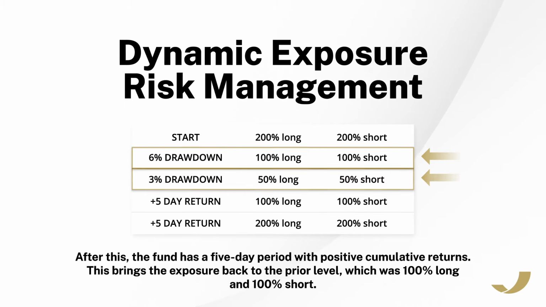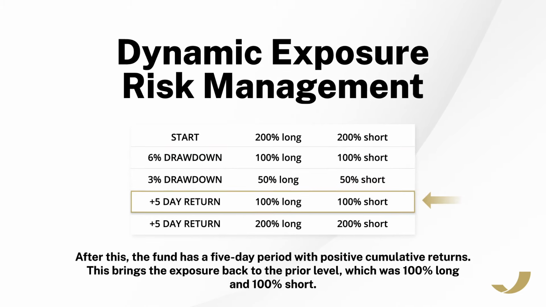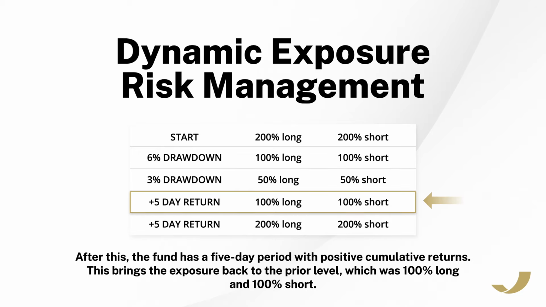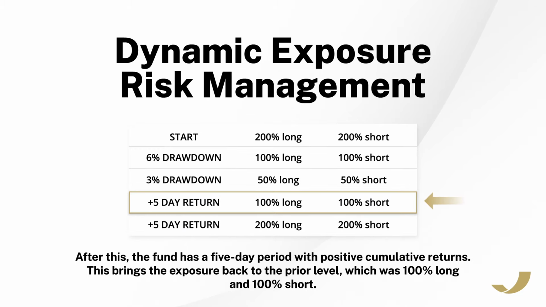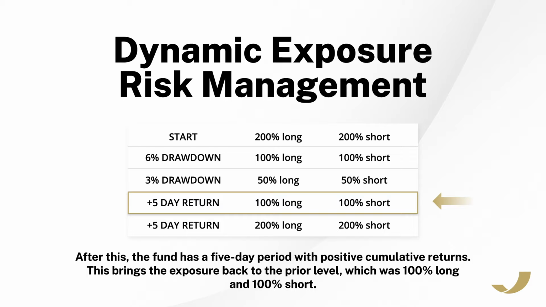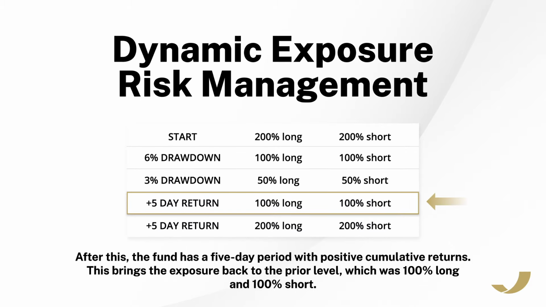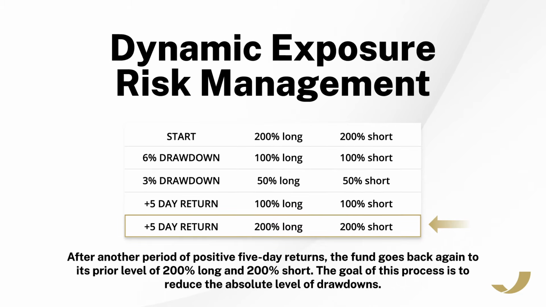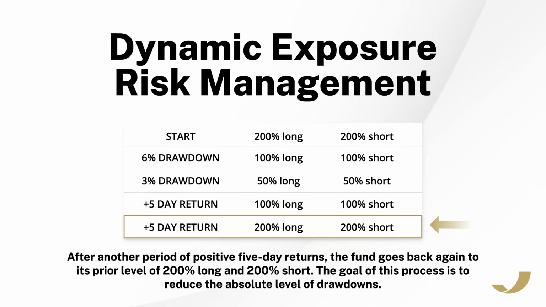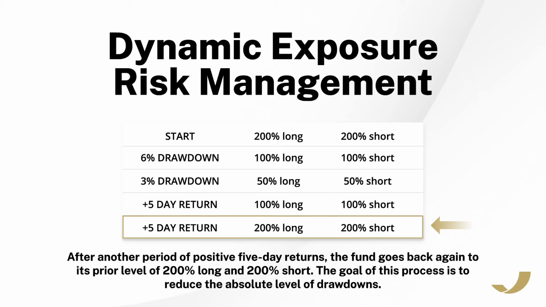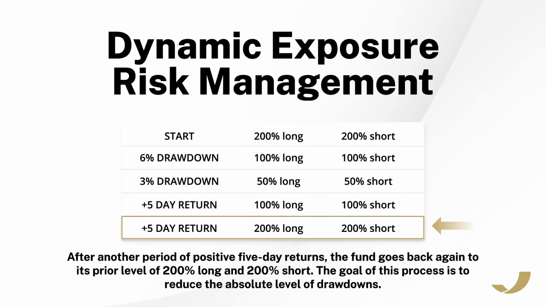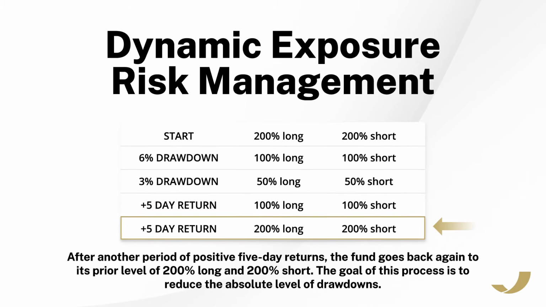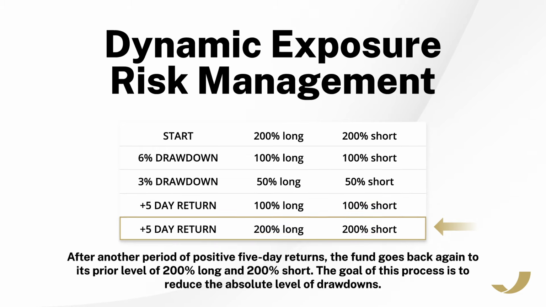After this, the fund has a 5-day period with positive cumulative returns. This brings the exposure back to the prior level, which was 100% long and 100% short. After another period of positive 5-day returns, the fund goes back again to its prior level of 200% long and 200% short. The goal for this process is to reduce the absolute level of drawdowns.